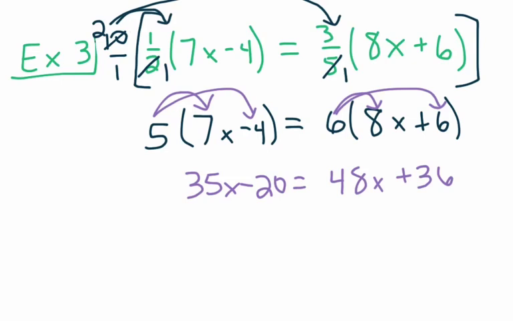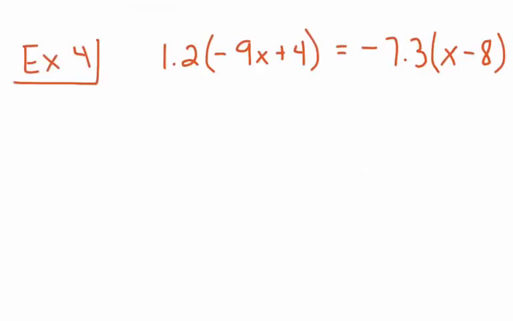Now, we've looked at 3 examples that involve a fraction that we would have to distribute. Now let's take a look at 2 examples where we have a decimal or decimals that we might have to distribute. Example 4, we have 1.2 times the quantity negative 9x plus 4 is equal to negative 7.3 times the quantity x minus 8. We're going to go about getting rid of our decimals in this equation the exact same way that we did back in 7.2b.